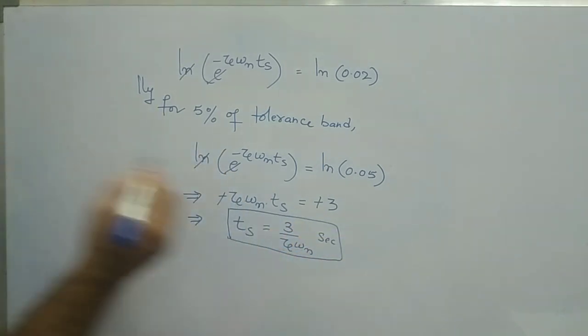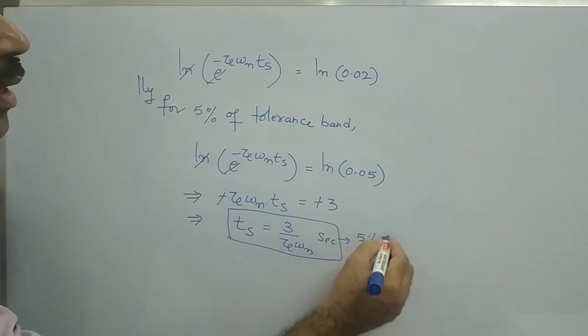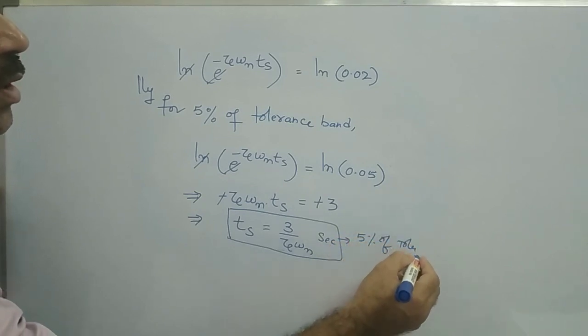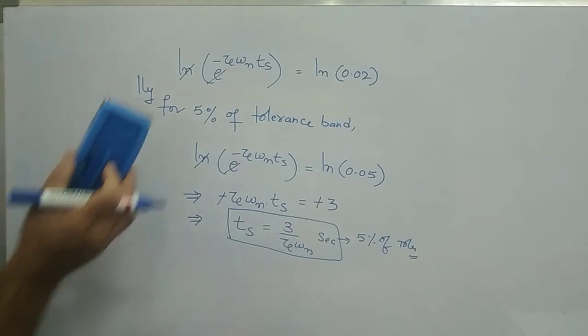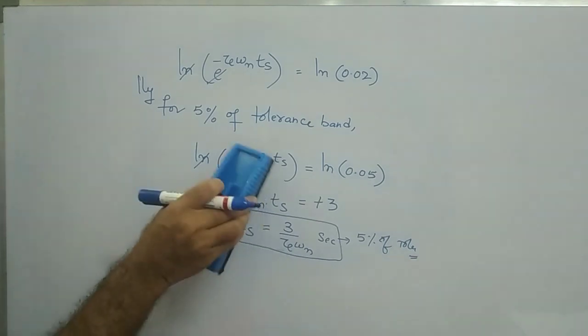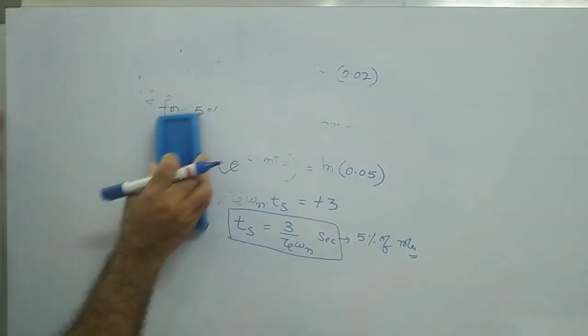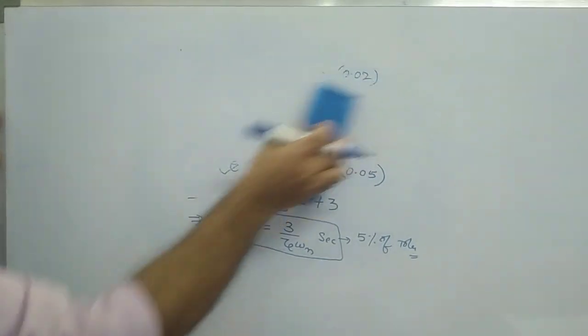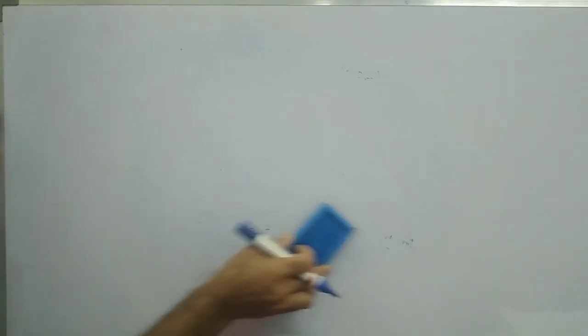This is the settling time for 5% of tolerance band. This is the tolerance band. So these are the very important formulas actually. Let us summarize. With this, we have covered almost all the time domain specifications, and these are the settling time formulas. If you remember these and practice, it will be very useful.